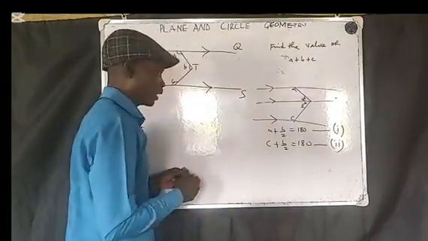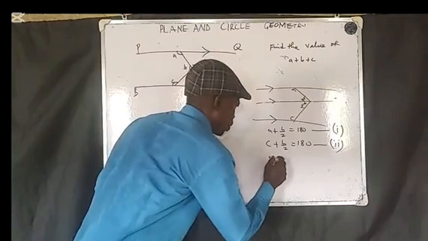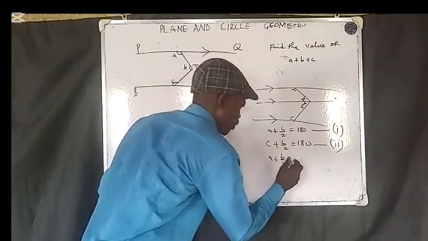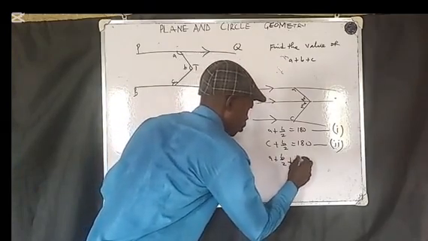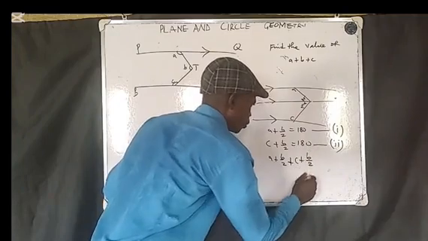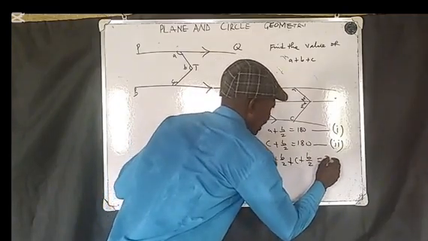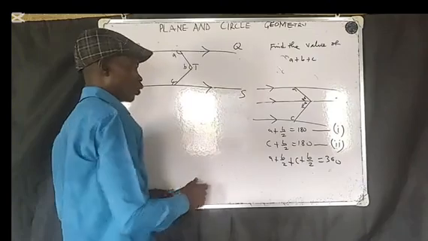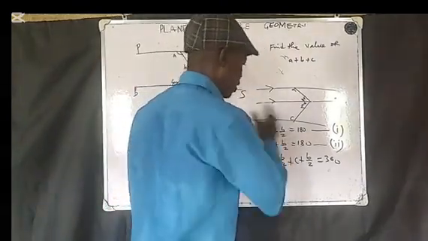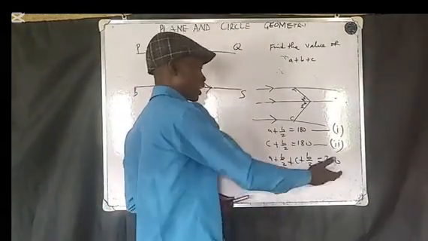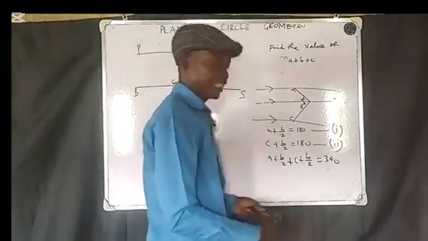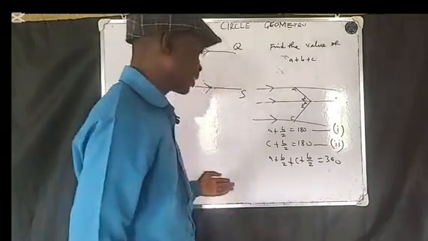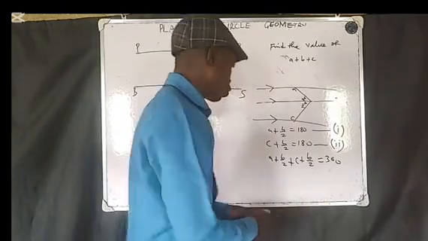So let me do that quickly. A plus B over 2, the first one, plus the second one, C plus B divided by 2. The two of them equal 360, because each of them equals 180. If two things equal 180, the first one and the second one, that means the two together will give us 360. I want to clear the denominator. How do I clear it? By multiplying through by the LCM, which is 2.